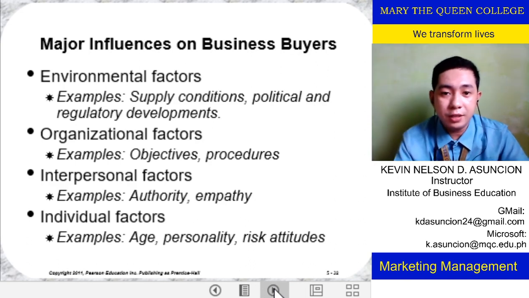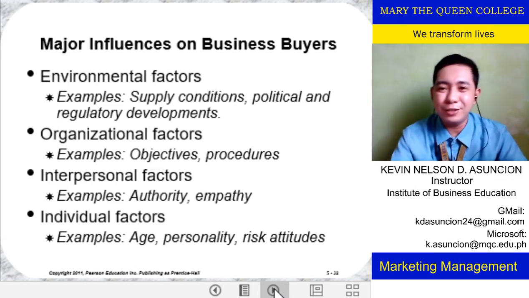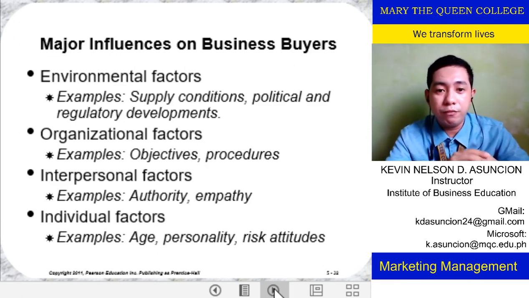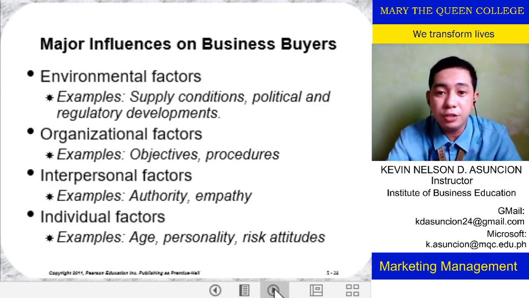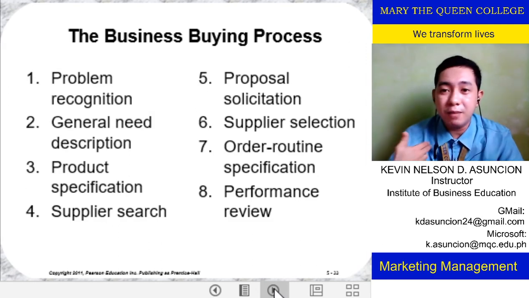Interpersonal factors are the authority and empathy. No? Dahil interpersonal, nakadepende sa figurehead o sa head ng organization yung last call sa decision making. Of course, meron siyang personal view dun sa produkto o serbisyo. And individual factors include the group of people by age, the personality, and the risk attitude. No? Kasi mas malaki yan, grupo yan, hindi lang personal.